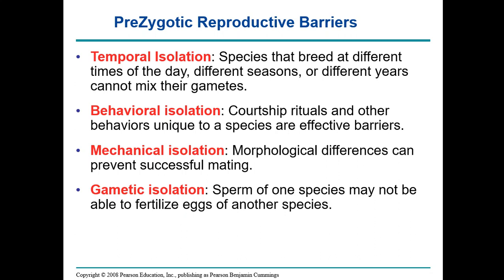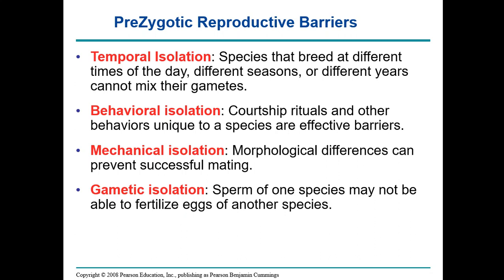Okay. So second thing, behavioral isolation, like courtship rituals and other behaviors unique to a species are effective barriers. Okay? So rituals are performed, kaya nga siya behavior. Okay? So next, we have mechanical isolation. Mechanical isolation is because of their morphological differences. Because of these differences, they are prevented from having a successful mating. Even though they mate at one point, however, they couldn't do the mating or the copulation because of their morphological differences. Okay?